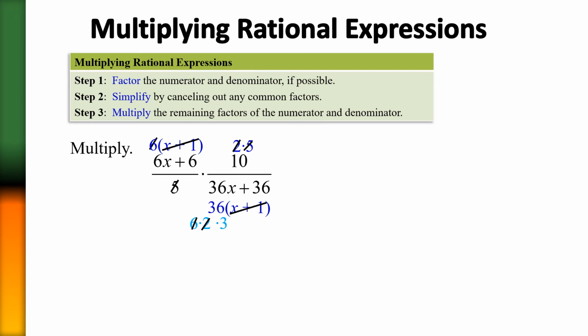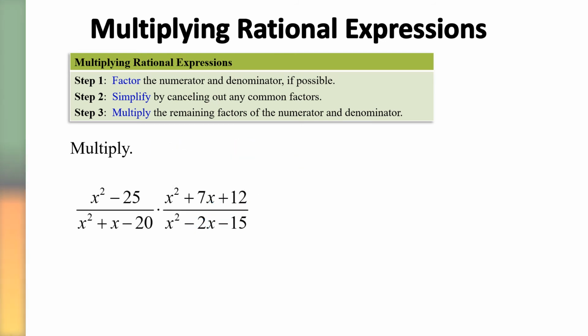Once you cancel out all common factors, then it's simply multiplying whatever is remaining. So on the top, everything canceled to 1 on one side. On the other side, everything canceled to 1. So 1 times 1 is 1, so you have just 1 remaining on top. And on the bottom, everything canceled except 3. So 1 times 3 is 3. So therefore, your answer is 1/3. Multiplying rational expressions.